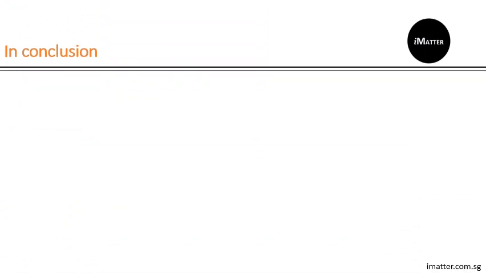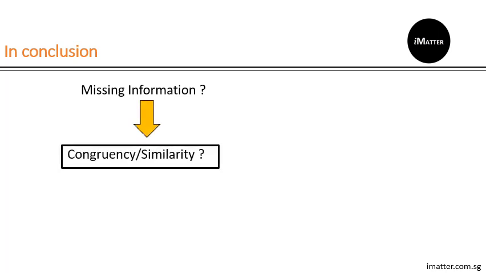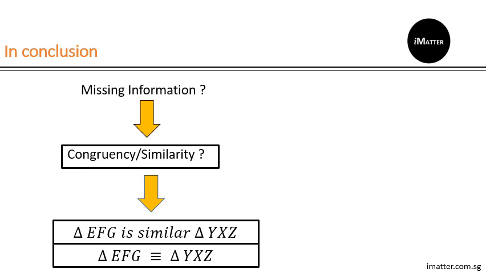In a nutshell, I would like to showcase the entire process. When you are missing information, do make sure to fill it up so that you can prove the congruency or similarity of a pair of figures. When you have sufficient information, you can then proceed to write the standard notation. For similarity, you write triangle EFG is similar to triangle YXZ. For congruency, you write triangle EFG is congruent to triangle YXZ, where congruency is represented by the three lines.